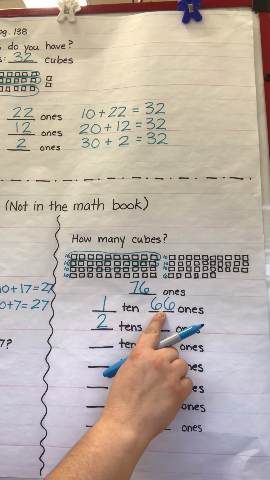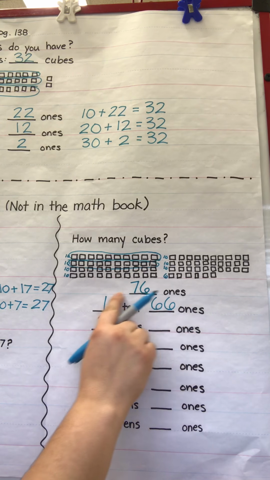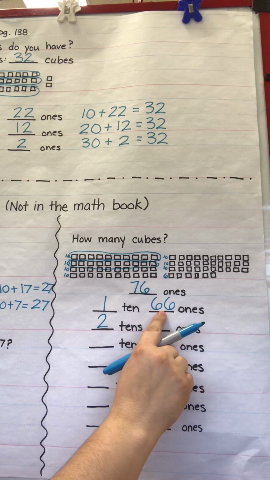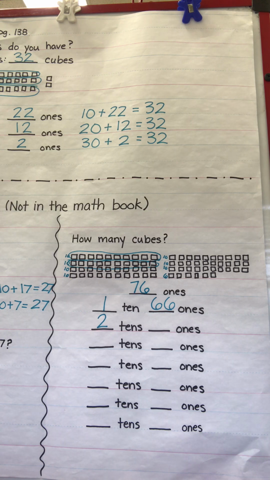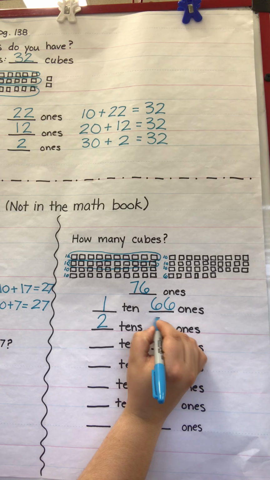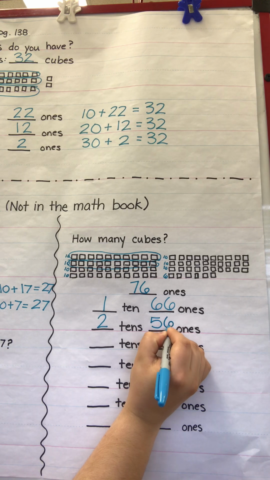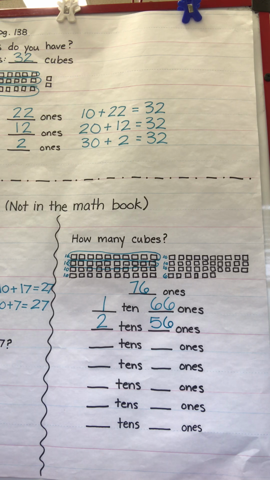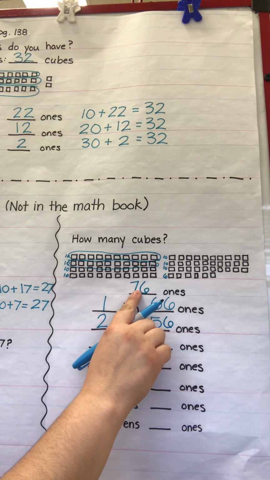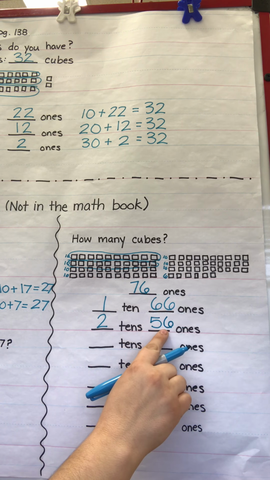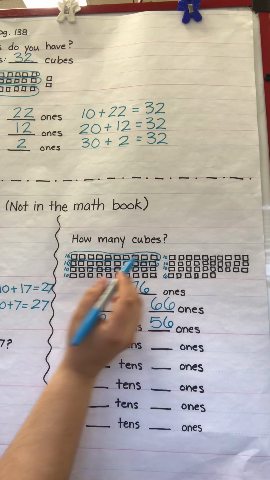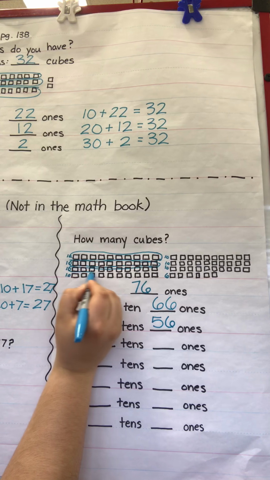So if I'm now moving a group of 10 from here to here, I'm going to have to subtract 10 from this number. So how many ones would I have? That's right, I would have 56. Are you guys catching the pattern? We've gone from 76 to 66 to 56. So let's see if we can continue our pattern.